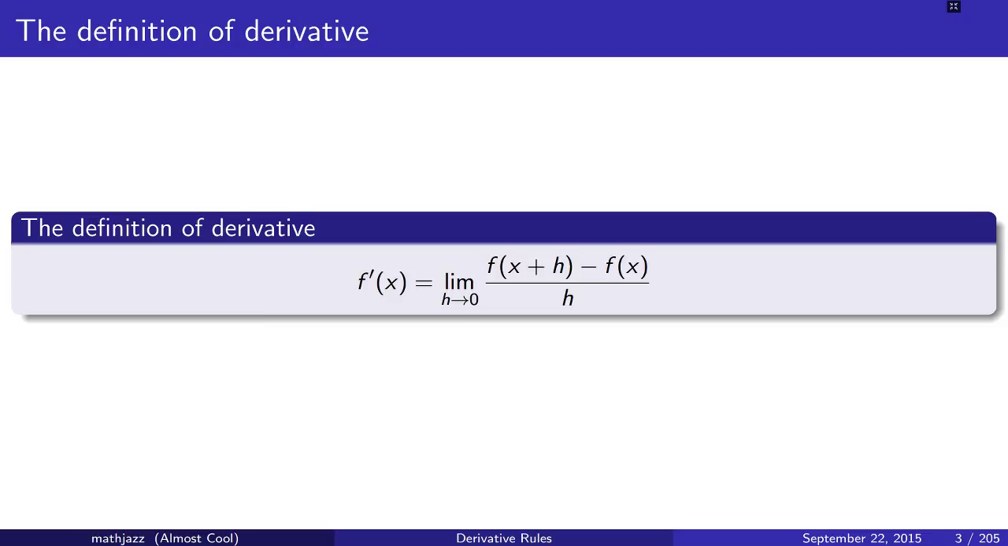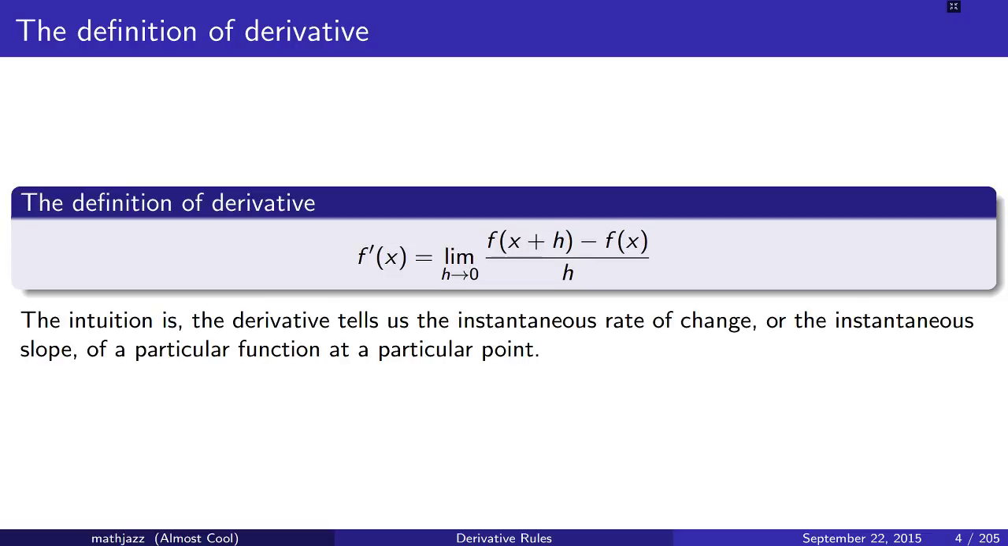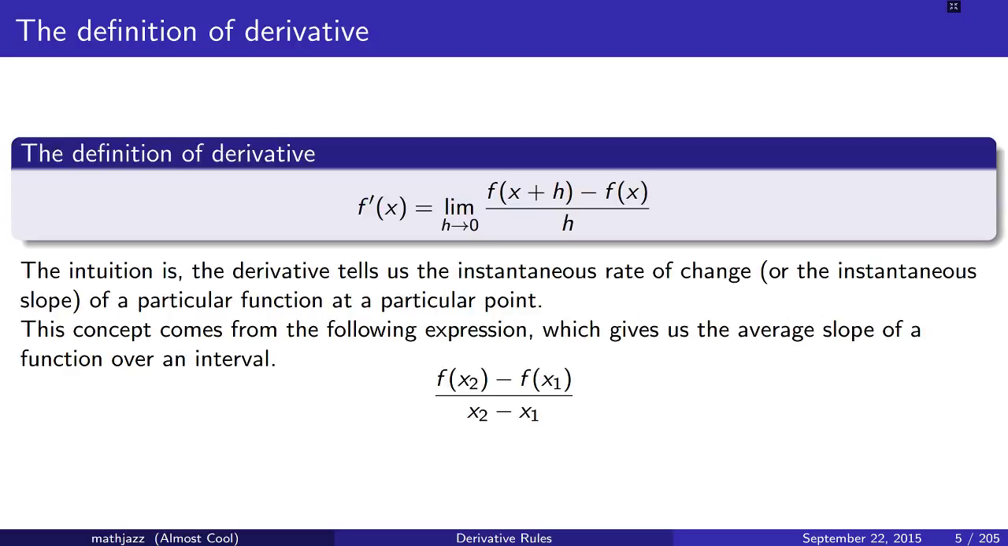Now the intuition of this is that the derivative will tell us the instantaneous rate of change, or the instantaneous slope of a particular function, in this case f, at a particular point, in this case x. This concept comes from the following expression, which gives us the average slope of a function over an interval. f of x2 minus f of x1 divided by x2 minus x1. That is the difference of the y values divided by the difference in the x values.